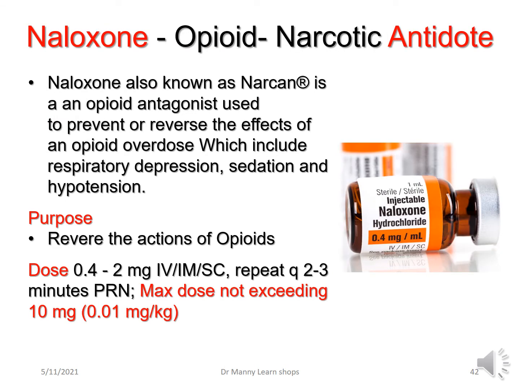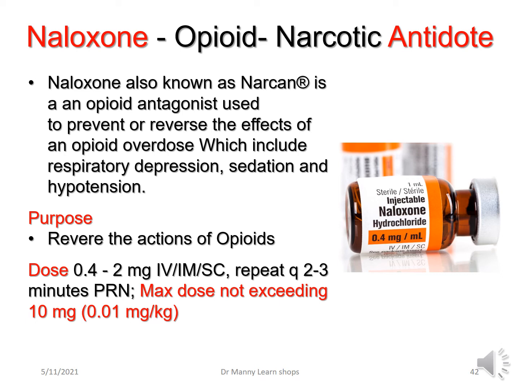So we need an antagonist. We need an antidote for narcotics, opioids. And naloxone, also known as Narcan, is an opioid antagonist, and it's used to prevent or reverse the effects of an opioid overdose, which could include respiratory depression, sedation and hypotension, which again may not typically occur with midazolam. It could though, however, occur with diazepam, lorazepam, some of the older first generation benzodiazepines.